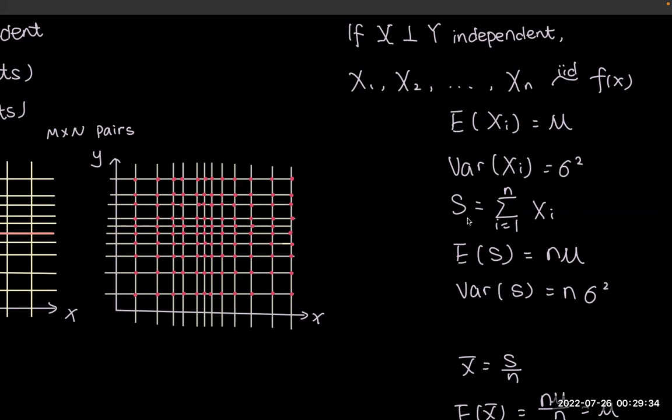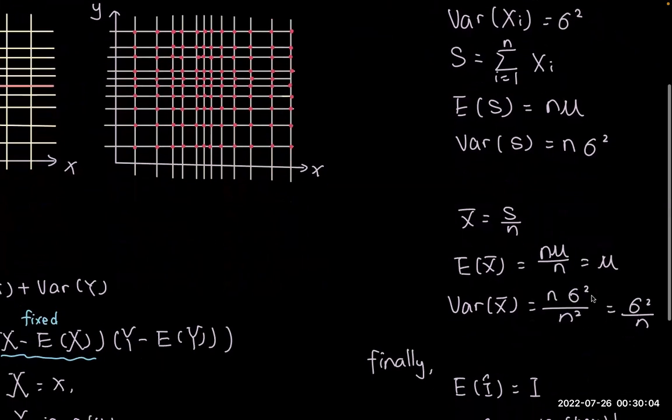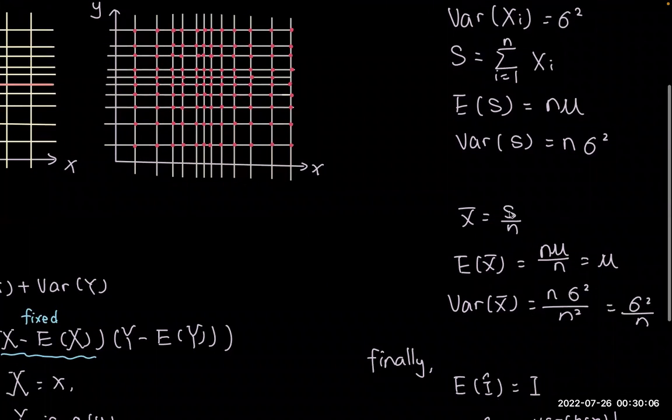And suppose we look at the summation of those values. So we know that the expectation of the sum is the sum of the expectations, and the expectation of each one is mu. So the expectation of the sum is n times mu. And similarly, the variance of the sum is equal to the sum of the variances because they are independent. There's no covariance. Covariance is equal to 0. Therefore, since the variance of each term is sigma squared, the variance of the sum is n times sigma squared. And then we look at the important quantity, X bar, equal to the summation divided by n. So this is a sample average.